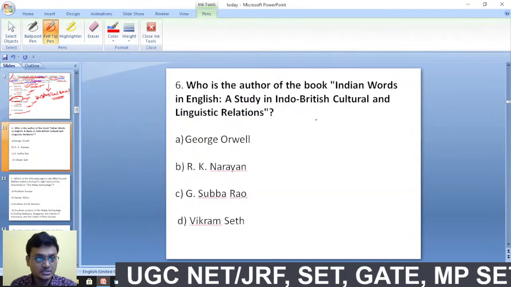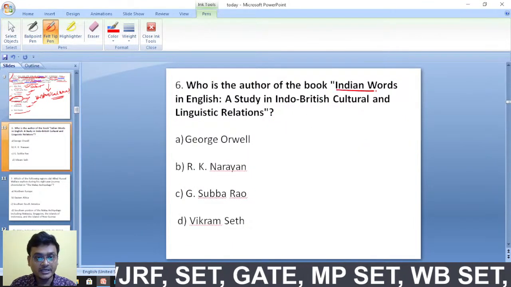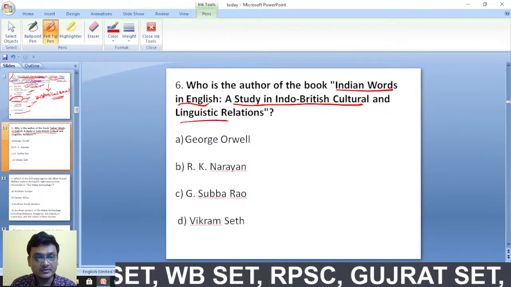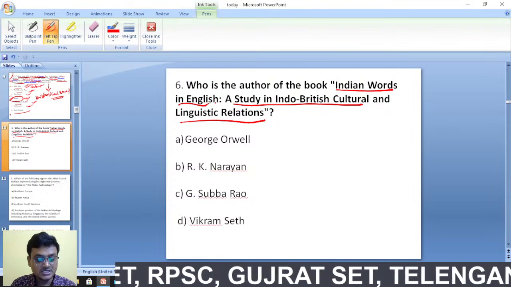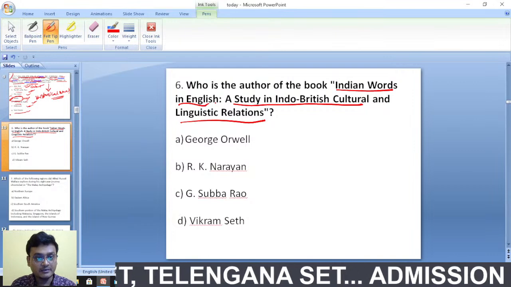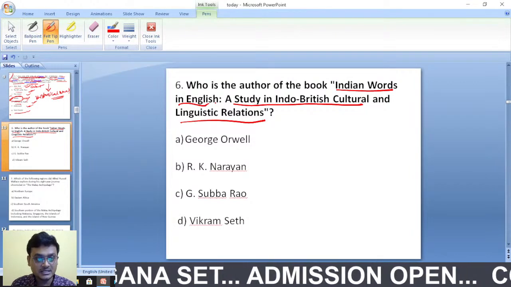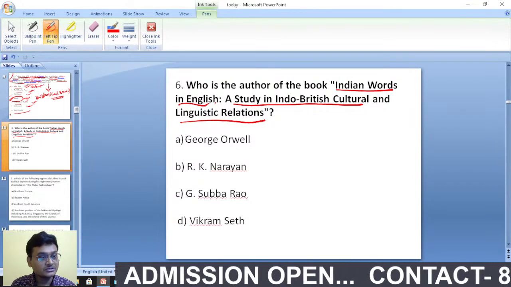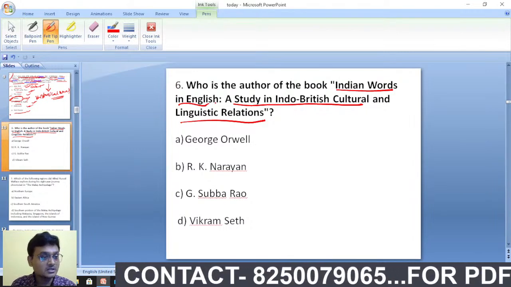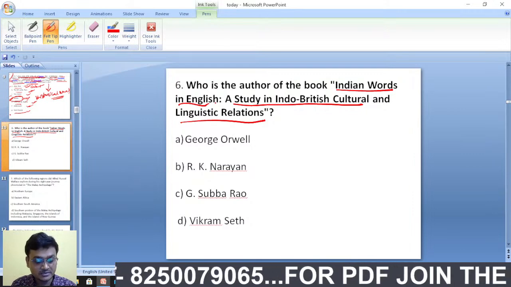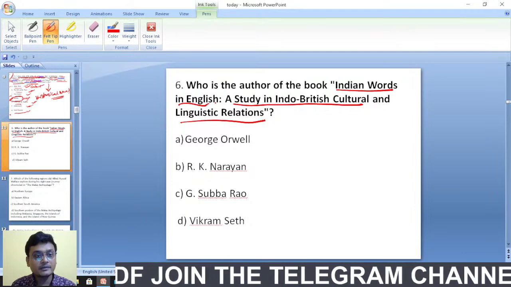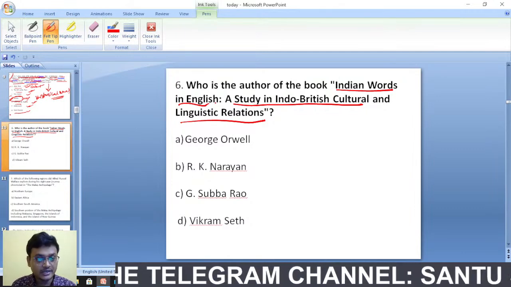Next question. Who is the author of the book Indian Words in English, a study in Indo-British cultural and linguistic relations? You can also take screenshots. If you are not able to write down the information simultaneously, then you can take a screenshot. After that you can write it down.